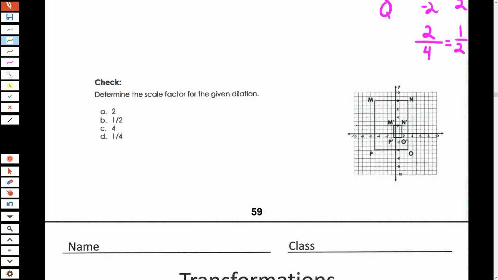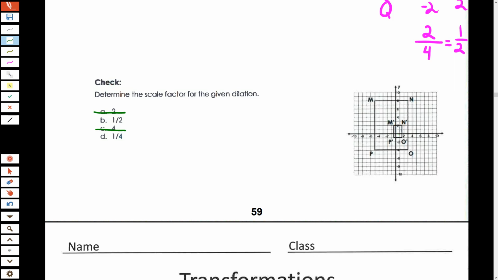Okay, so let's do this. This one's kind of hard to tell, but it for sure looks like a reduction, doesn't it? Because my original is very large and my copy is very small. So immediately, I am going to cross off the ones that are greater than 1, okay? Just looking at this one, I can use my common sense to tell what I think it is, but let's just double check here.